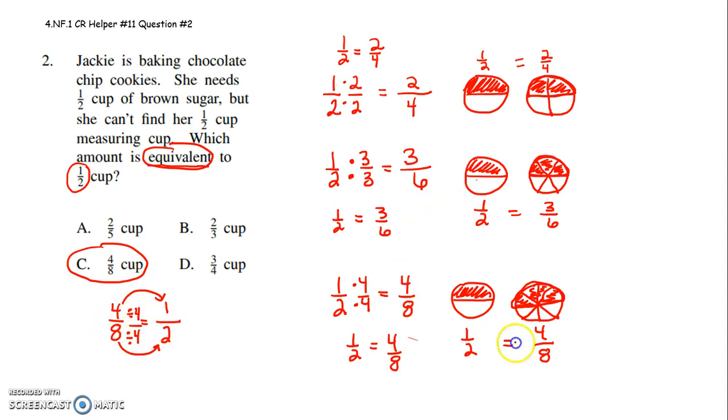You can always use drawings. You could start with 1/2, multiply top and bottom by 4, show you get 4/8, or start with your 4/8, divide top and bottom by 4, and show that you get back to 1/2. I hope that helps.